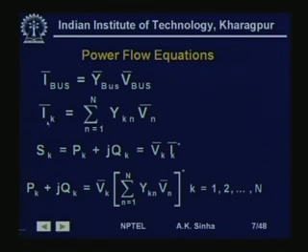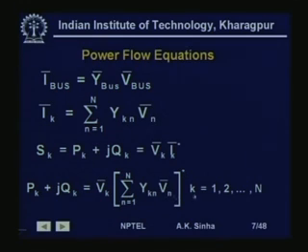Now, knowing this, we can write the complex power injection at bus k as Sk is equal to Pk plus jQk is equal to Vk into Ik conjugate, where Vk is the voltage phasor at bus k and Ik conjugate is the conjugate of the current phasor injected at bus k. Now, this Ik we can replace by this relationship. So, Pk plus jQk is equal to Vk phasor multiplied by Ik conjugate. So, we have taken the conjugate here and Ik we have written same as this one.